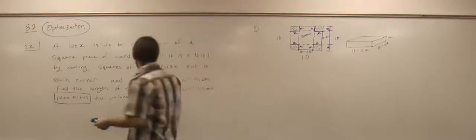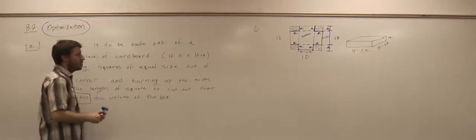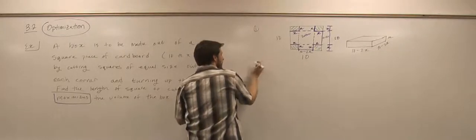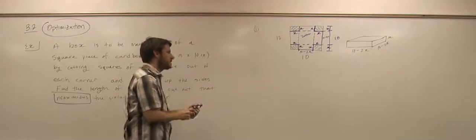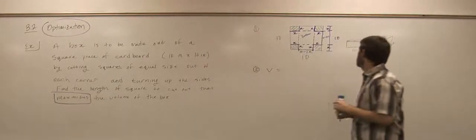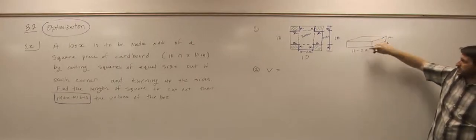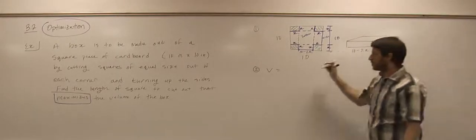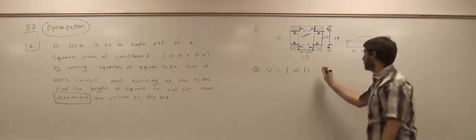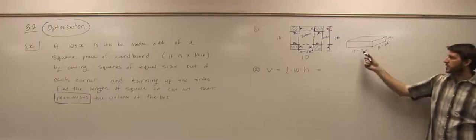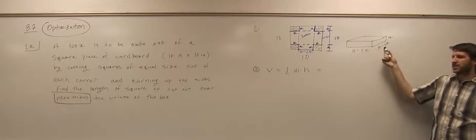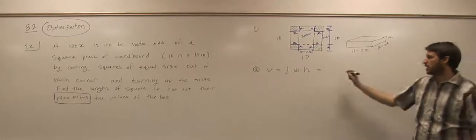So find the length of a square to cut out that maximizes the volume. Well, here's kind of what's going on. Now let me find a formula for volume so I can maximize it. The volume of a box like this is length times width times height. That's the formula. Length times width times height. So in this particular case, length and width are the length and width of the base. So 10 minus 2x, 10 minus 2x, and then x is the height.